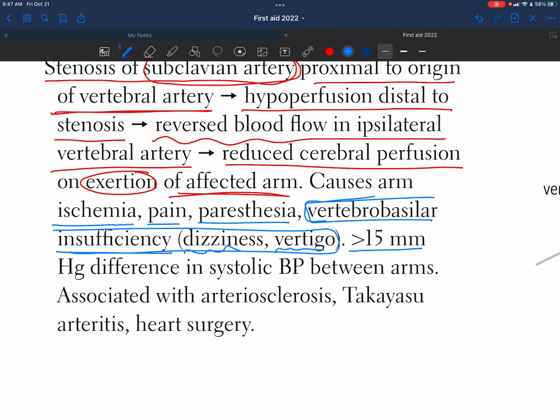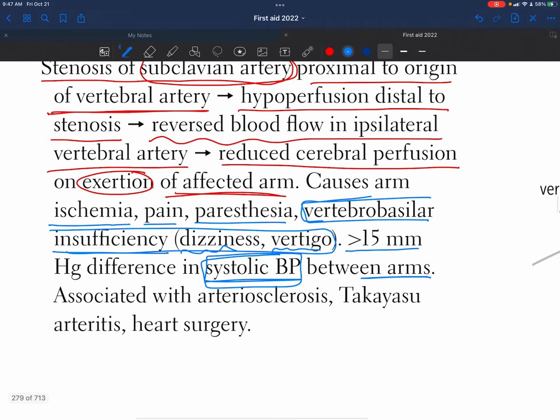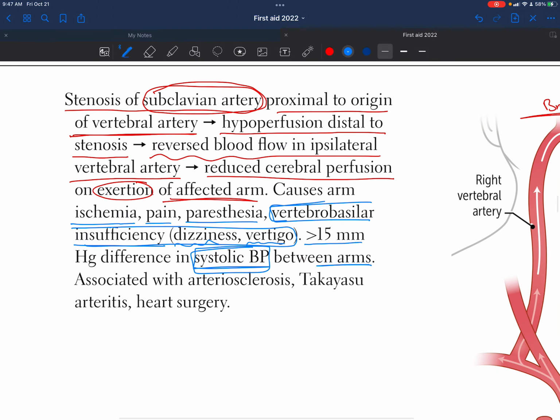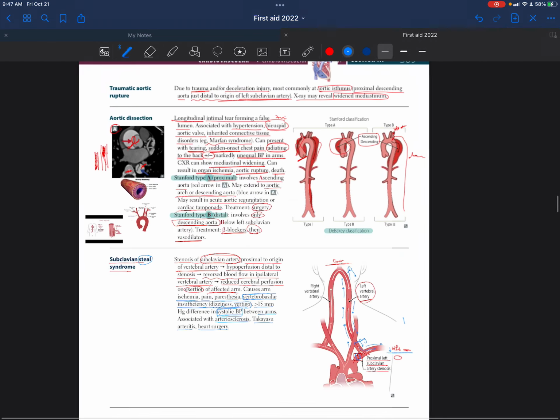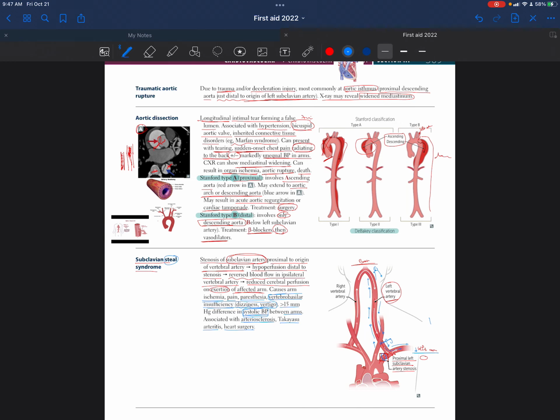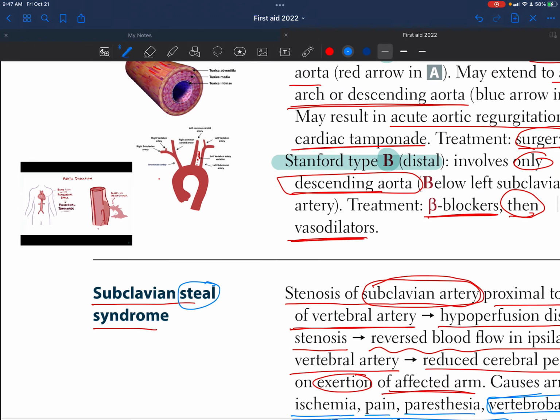There is more than a 15 millimeter mercury difference in systolic blood pressure between the two arms, like the left arm and the right arm. It is associated with arteriosclerosis, Takayasu arteritis, and heart surgery. And that should be it.